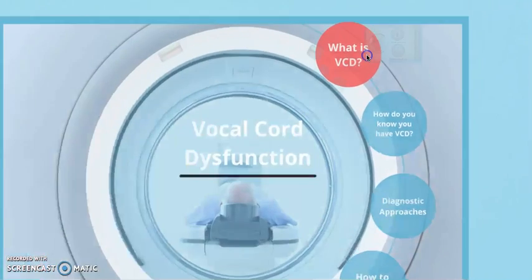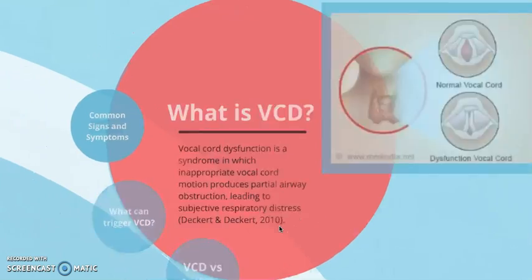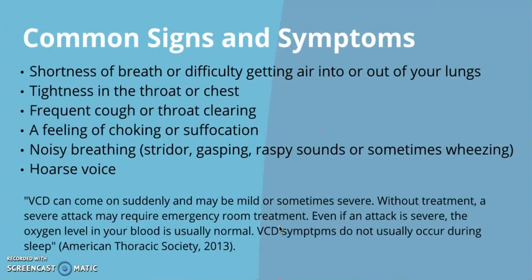Vocal cord dysfunction. What is vocal cord dysfunction? It is a syndrome in which inappropriate vocal cord motion produces partial airway obstruction, leading to subjective respiratory distress. Common signs and symptoms of vocal cord dysfunction are shortness of breath or difficulty getting air into or out of your lungs, tightness in the throat or chest, most often the throat, frequent cough or throat clearing, a feeling of choking or suffocation, noisy breathing such as stridor, gasping, raspy sounds, or even sometimes wheezing, and a hoarse voice.